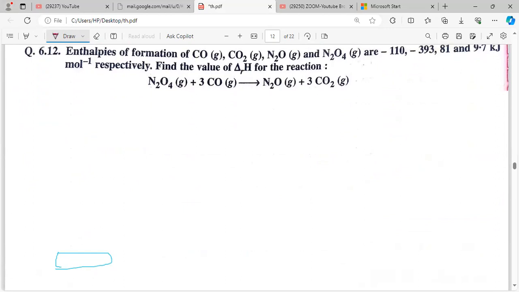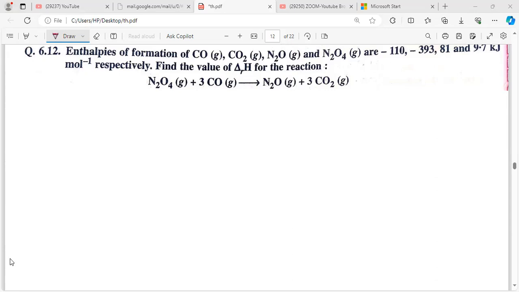Now 6.12. Try it. Or should I do? Enthalpies of formation of carbon, delta rH. Sir, what is the required formula for this one? Can you tell me, sir? That is Hess's law you need to apply. Hess's law only. Yes, sir.